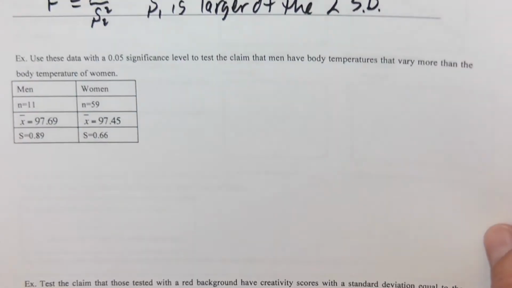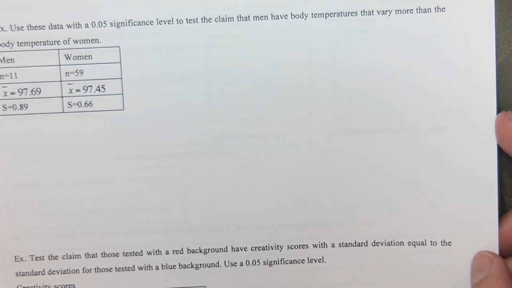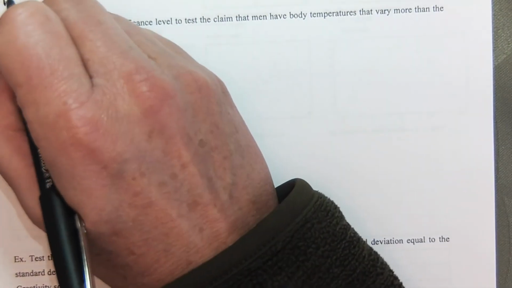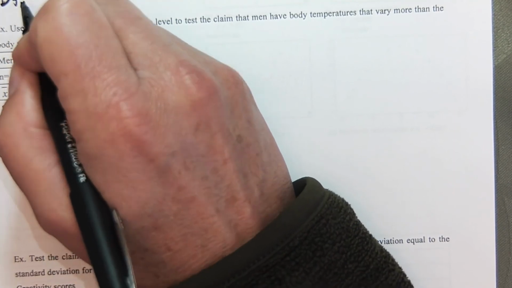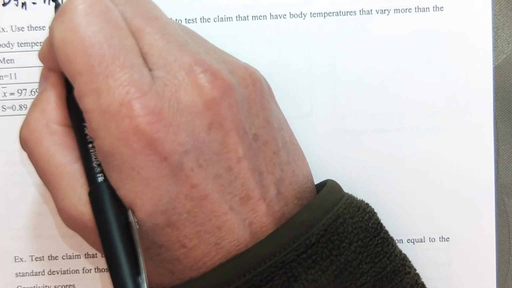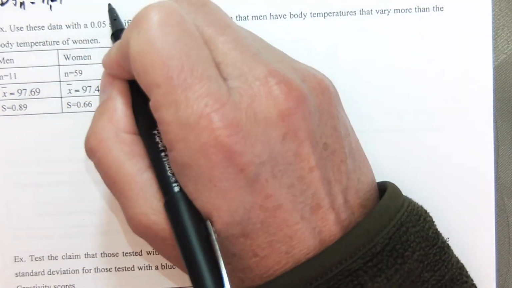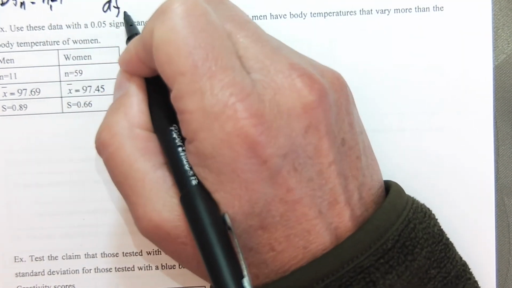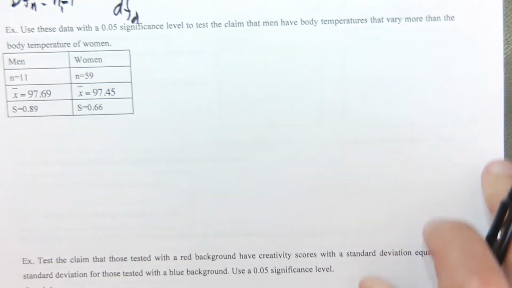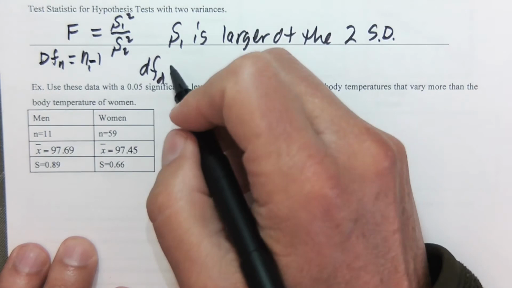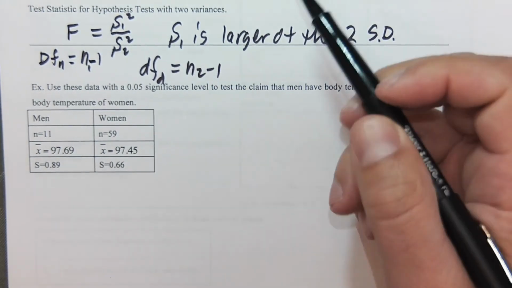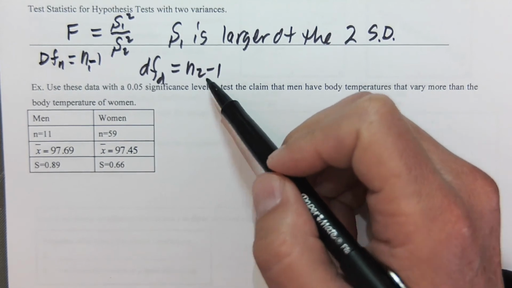And we're going to just jump right down into it. And so this one has degrees of freedom, and I'll say for the numerator is n sub 1 minus 1. Again, n sub 1 is the larger of the two. Degrees of freedom for the denominator are going to be n sub 2 minus 1. And again, n sub 2 is the smaller of the two population sizes.